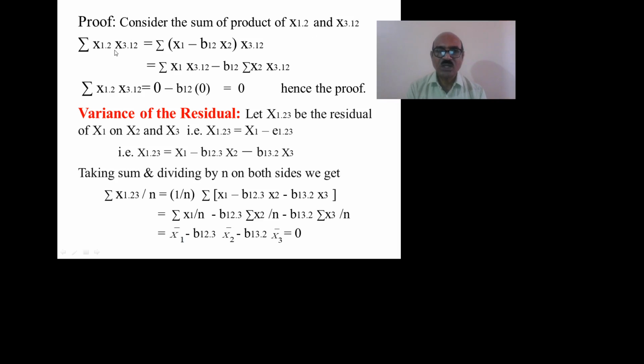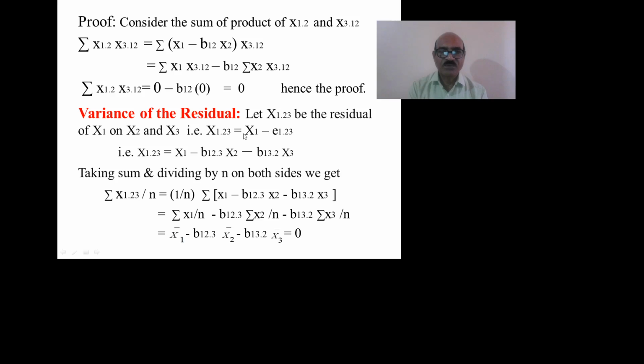So consider this one, summation of this. This value I have written as x1 minus b12 x2, and x3.12 is as it is. Again I will multiply inside and take separate sums, so that will be this expression. Again this will occur in the secondary subscript, therefore this vanishes. 1 is occurring in the secondary subscript, therefore this vanishes by property 1. So by property 1, this and this will be 0. So this 0 minus b12 times 0, so the whole thing becomes 0. That is property 3.